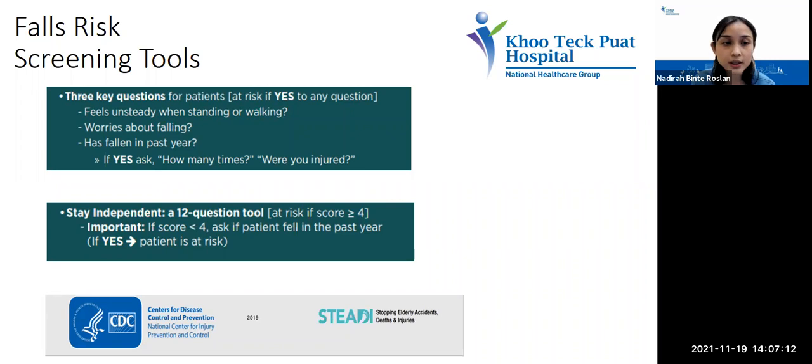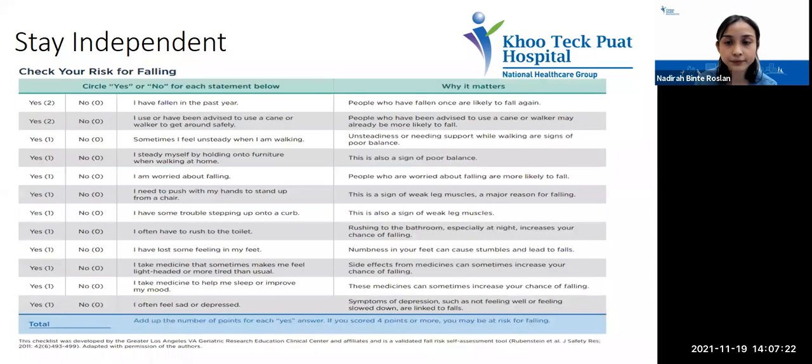The second one is called Stay Independent, which consists of 12 questions to check your risk of falling, which I will go through later. You can have a look and count the number of yeses you have as 1 point. If you score more than or equal to 4, it means that you are at risk of falling. However, if your score is less than 4, it is important to check if you have fallen in the past year. If the answer is yes, then you are at risk of falling.